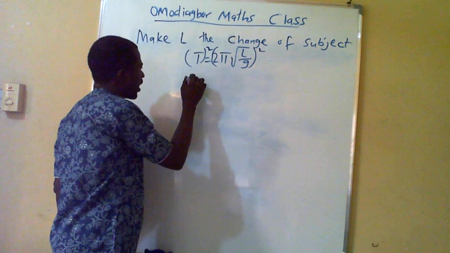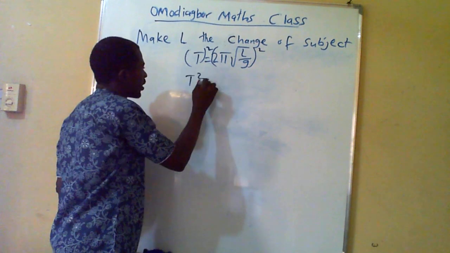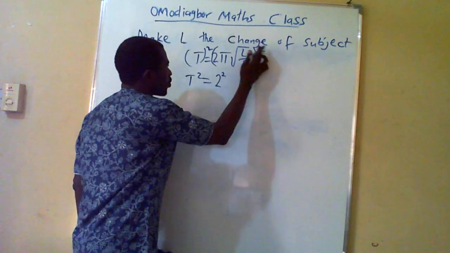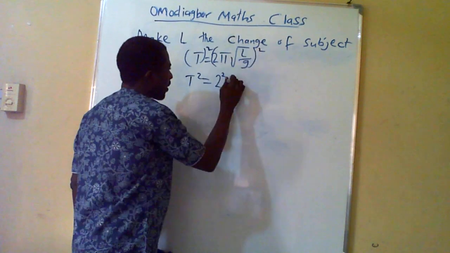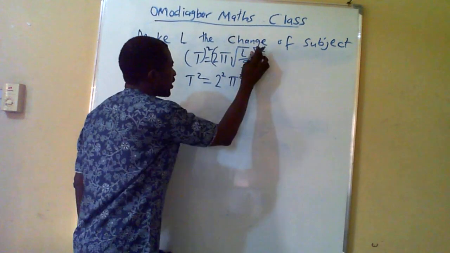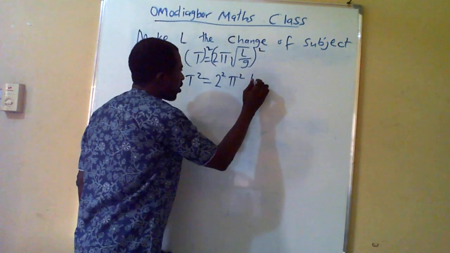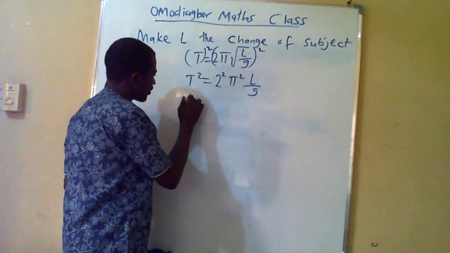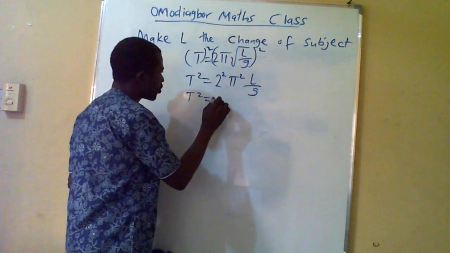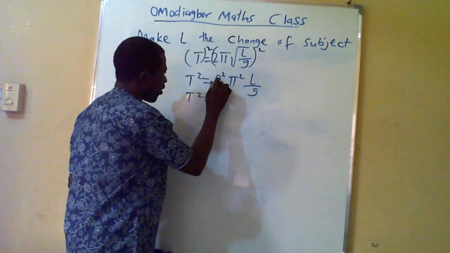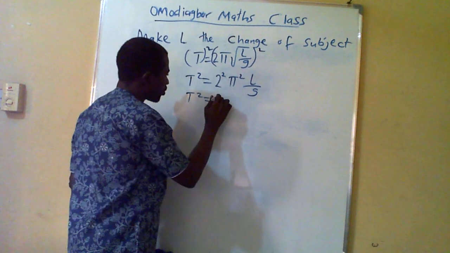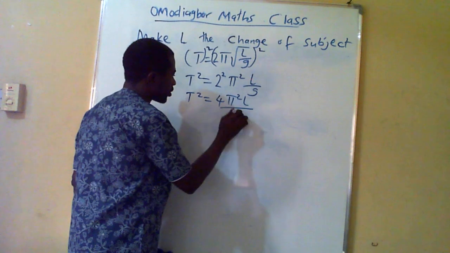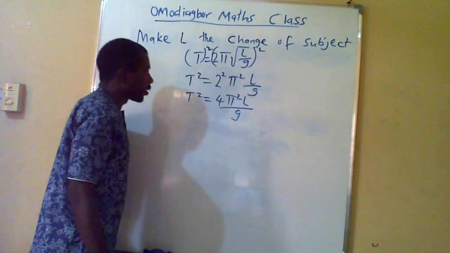So we now have T squared is equal to 2 squared. This square will affect everything here: π squared. Then this square will take care of this one. We now have L over g. So you can write this as T squared is equal to 2 raised to power 2 is 4, then π squared, then L over g. So we are making progress.